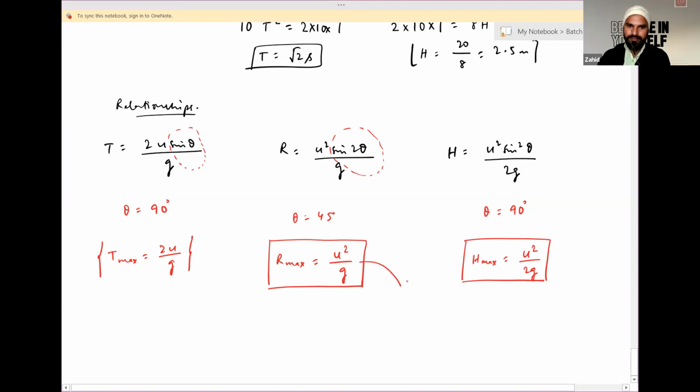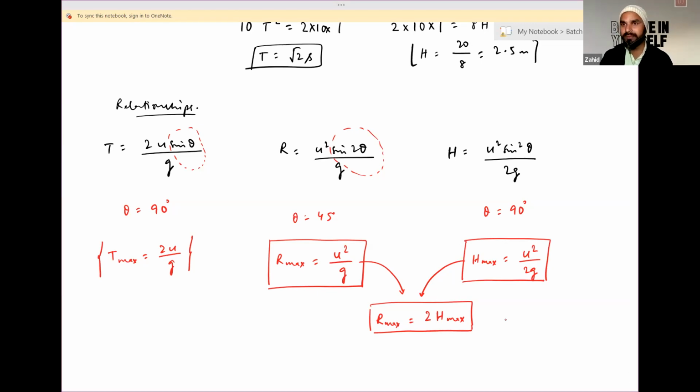Now, if you relate maximum range and maximum height, you will say maximum range is twice the maximum height. So there will be a question like, if a boy has the ability to throw a maximum of 50 meters vertically, how much distance would he be able to throw horizontally? According to this relation, horizontal range would be twice the vertical height. So it will be 100 meters.